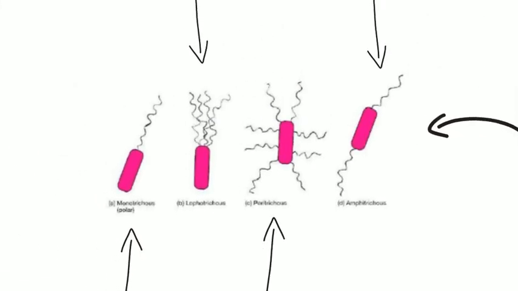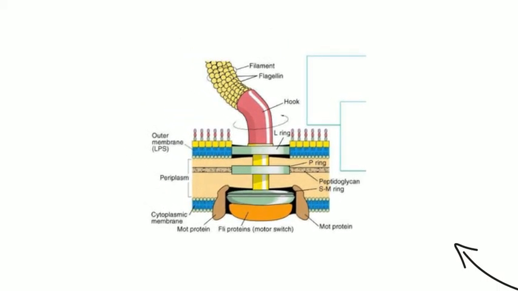Lophotrichous and peritrichous are both types of bacteria with multiple flagella. Lophotrichous have a bundle of flagella at one end, whereas peritrichous have the flagella spread out all over the bacterial cell. The structure of a flagellum is key to understanding how certain bacteria are motile, and as such, how they can be effective at causing disease.